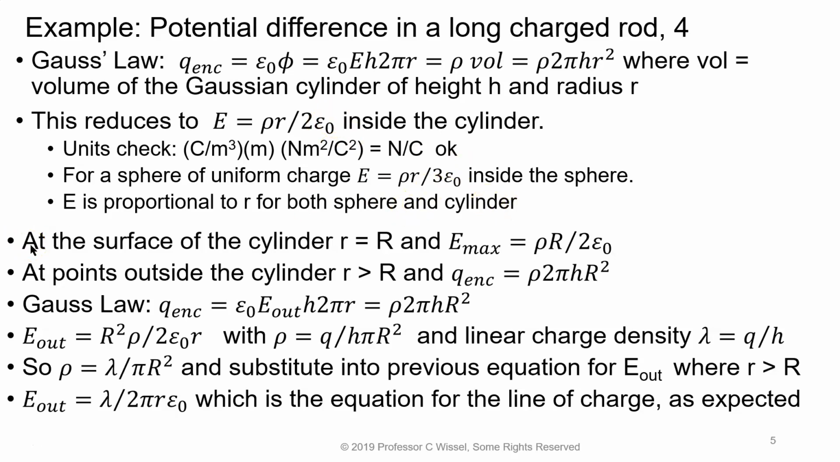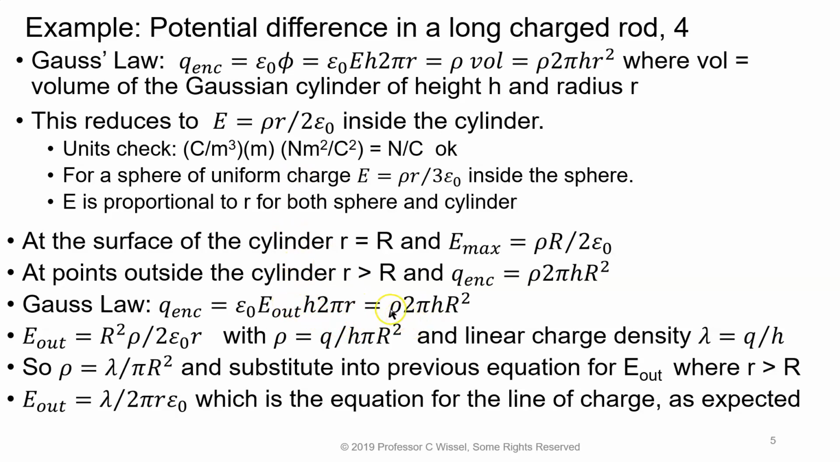Now, we also look at other points as a background check, just to make sure everything's right. At the surface of the cylinder, r equals big R, and E max, the point where the electric field is a maximum, has to equal rho times big R divided by 2 epsilon naught. At points outside the cylinder, where r is greater than big R, the Q enclosed is just rho pi h big R squared, since you're outside and Q enclosed is all the charge in the actual cylinder. Gauss's law says Q enclosed has to equal epsilon naught E out times h 2 pi r, where this is the area of the Gaussian cylinder.